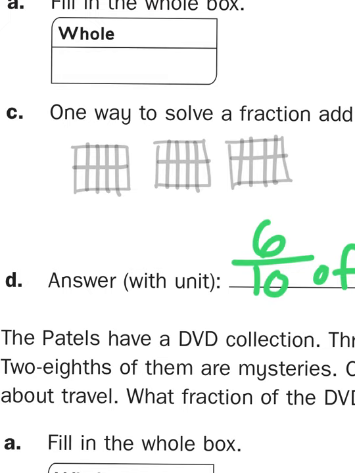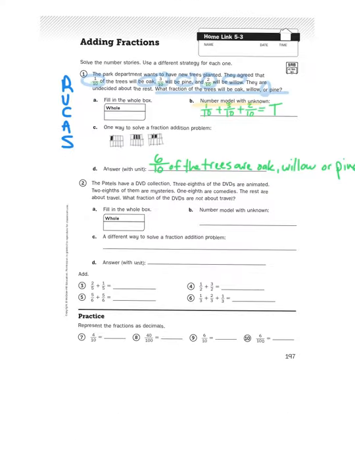So for example, 1/10, 3/10, 2/10. 1 plus 3 plus 2 would give me a total of 6/10, so all I'd have to do is just count the parts, right? Okay, so that's pretty much it.